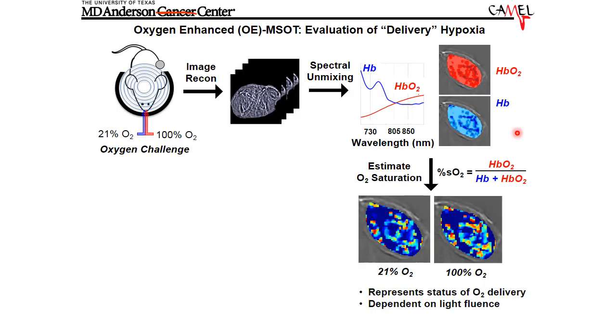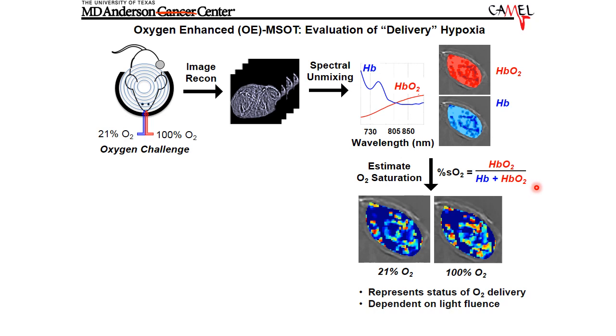I'd like to talk about a slightly different technique, oxygen enhanced, or OE MSOT, to measure delivery hypoxia, how much oxygen is being delivered to the tumor. We first measure the oxy and deoxyhemoglobin signals under the presence of 21% O2, medical grade air. And then we switch to 100% O2, waiting some time for equilibration of the mouse. And then we measure those parameters again. So we get an image set, we can do spectral unmixing and measure this percent SO2.